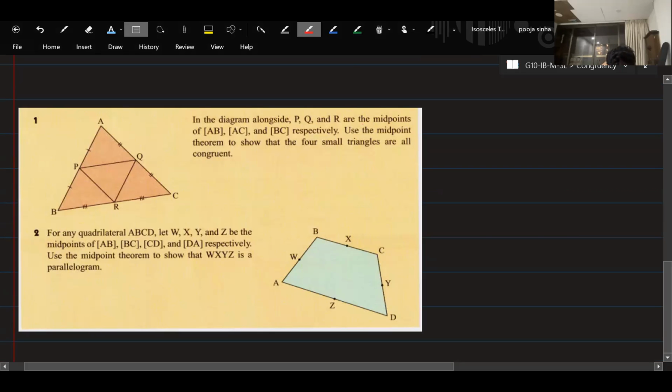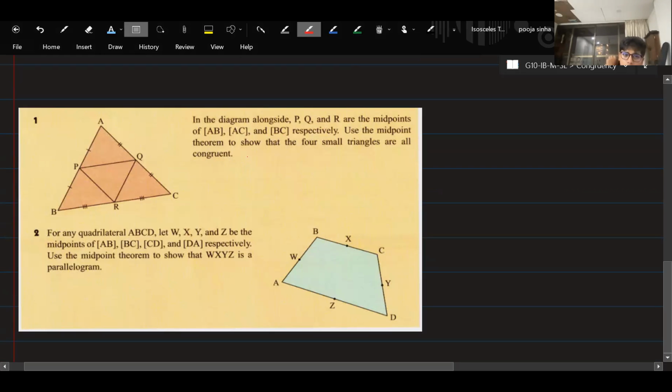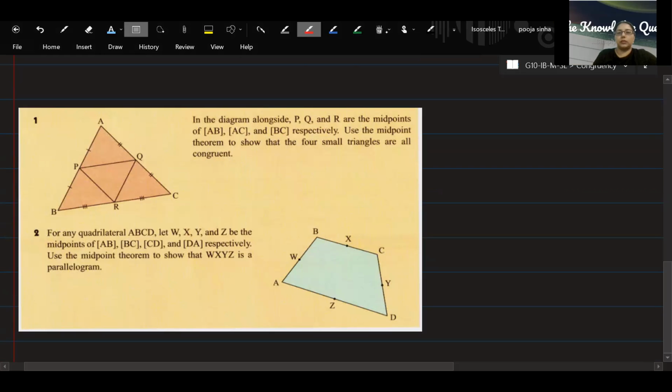In the diagram alongside, P, Q, R are the midpoints of triangle sides AB, BC, and CA. Use the midpoint theorem to show that all the 4 triangles are congruent. We are supposed to use the midpoint theorem to prove this. Okay? Oh, miss, this is easy. Chalo, try karte hain. Let's do it together.